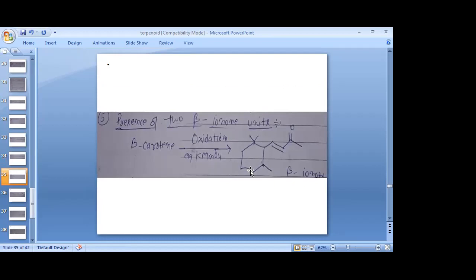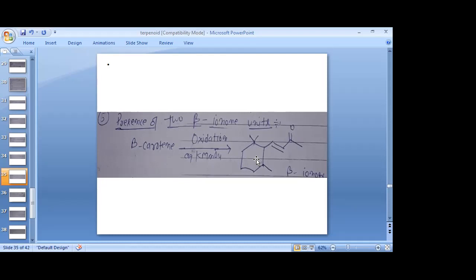Now, the next point of discussion: I already told you about cyclohexene. It means cyclohexane exists in the compound, and 2 cyclohexane rings exist in the compound. How do we confirm that? It is by the oxidation of beta carotene.